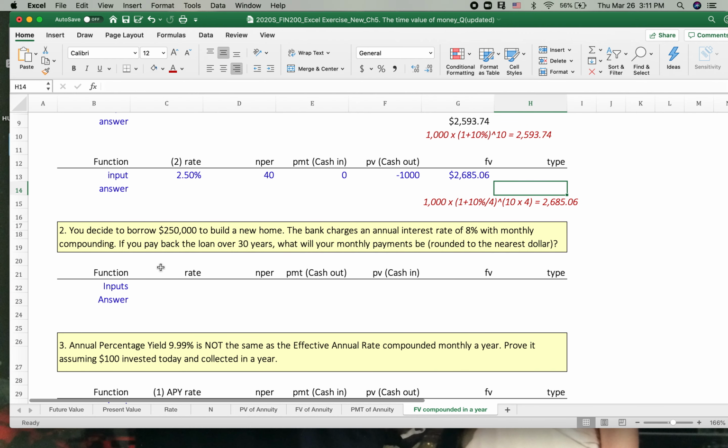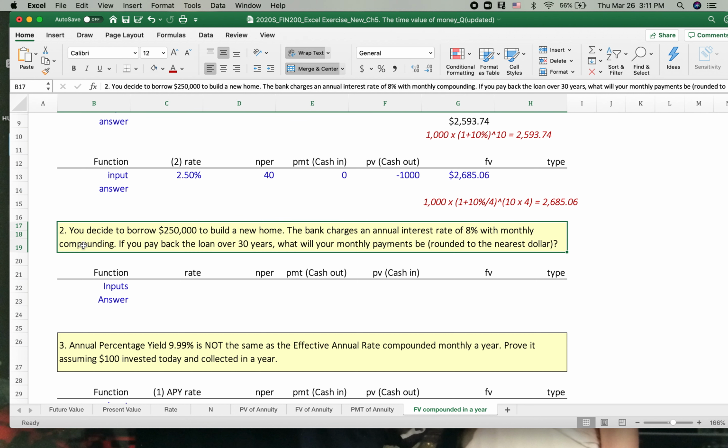Next question is, you decide to borrow $250,000 to build a new home. The bank charges an annual interest rate of 8% with monthly compounding. What does that mean? That means that if you are a borrower, you have to pay every month. So maybe the question can be asked a little bit in another way. In other words, what is the payment amount every month? Okay, you pay back the loan over 30 years. What will your monthly payments be? Rounded to the nearest dollar.